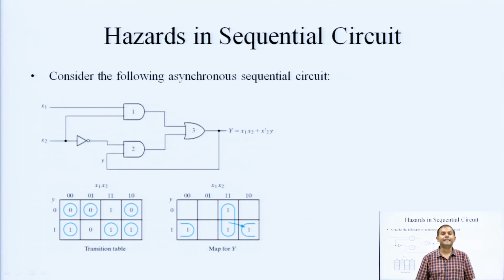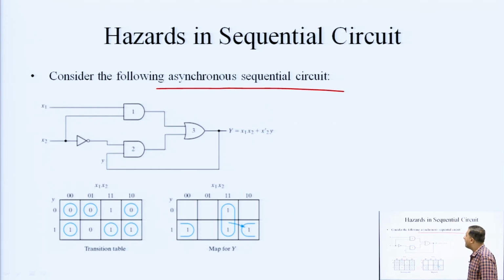Now, hazard in sequential circuit. So far we have been discussing hazard in combinational circuits. Now, we will go through an example of hazard in a sequential circuit. So, let us take the following asynchronous sequential circuit. You can take any random example; here we have taken this circuit.